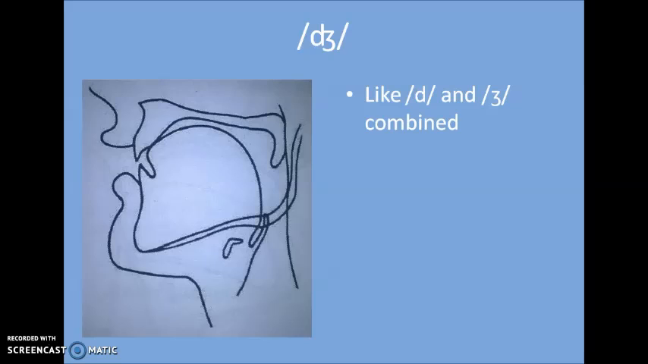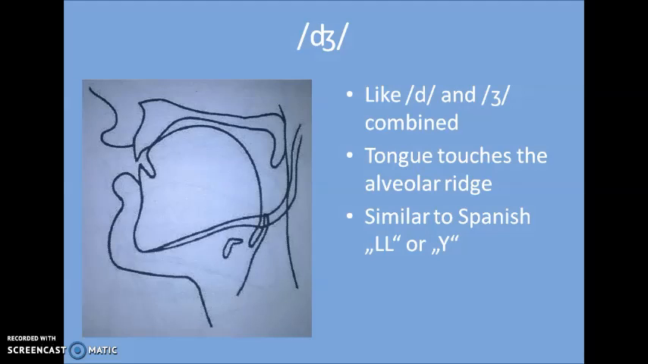Okay, then we have the sound j, which is a bit like d and je combined. Again, tongue touches the alveolar ridge. It's similar to Spanish double L or the letter y, especially in Latin American pronunciation, I believe. And in English, it's one of the most frequent sounds. J is the general pronunciation of letter J in words like jam, Justin, or jelly.